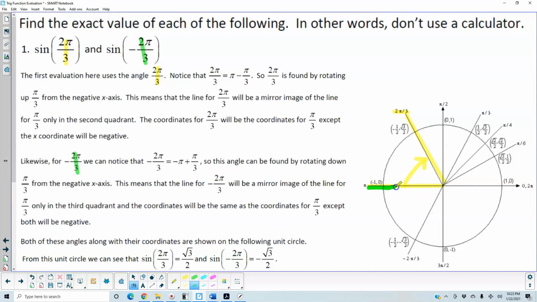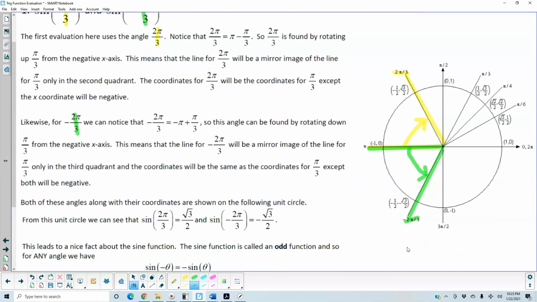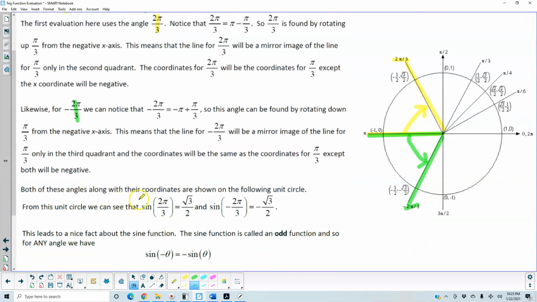So again, here is pi, and now we're going to move in the direction of negative pi over 3 down. And so here is our angle negative 2 pi over 3. And in the third quadrant, both the x and y values are negative. So therefore, it becomes negative 1/2, negative square root of 3 over 2. Now, both of these angles along with their coordinates are shown on the following circle, as we just showed you.